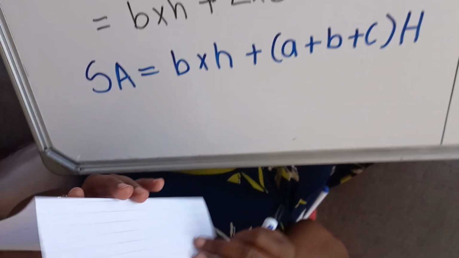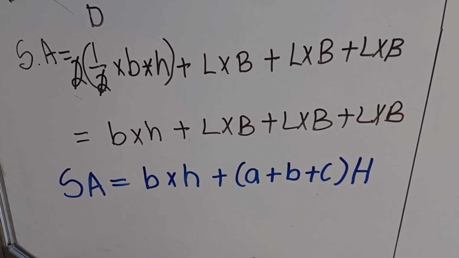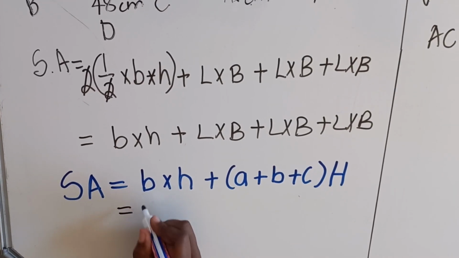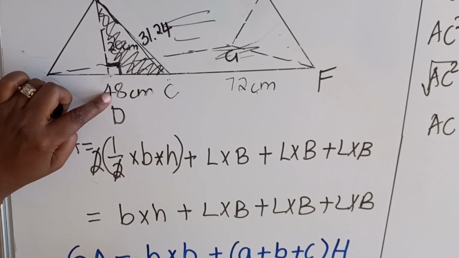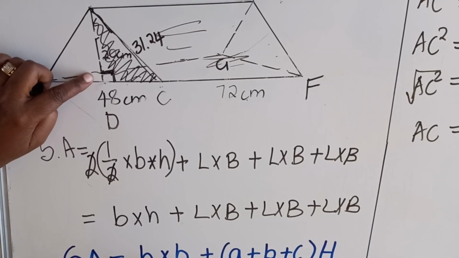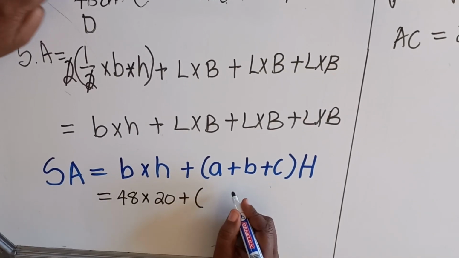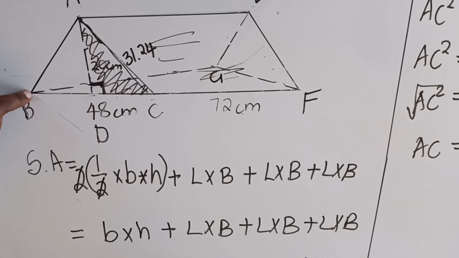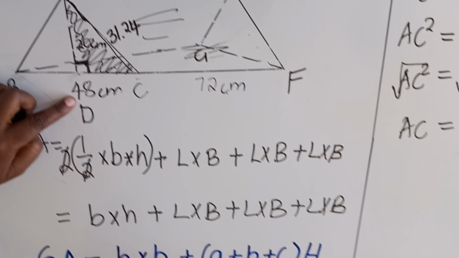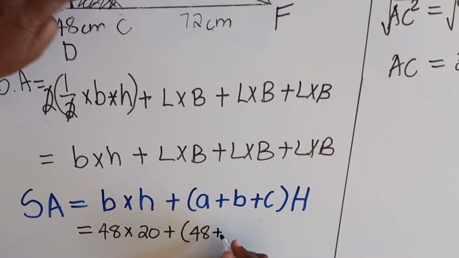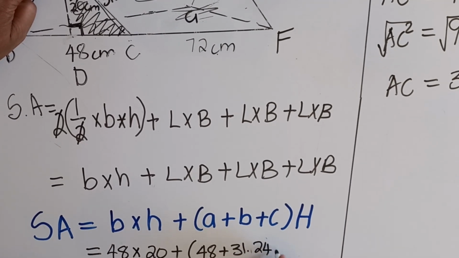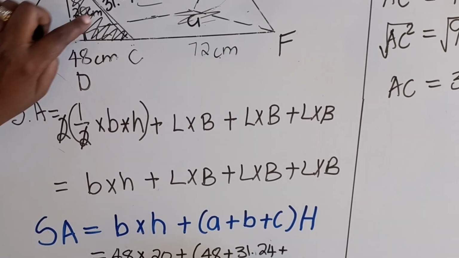So this is what we use. We have all this information, so we can put the information in and get the answer. The base of the triangle, here's the triangle. The base is 48, multiplied by the height of the triangle, which is 20, plus the sides of the triangle. This side, that's your A. It doesn't matter the order that you choose. So it will be 48 plus this side, 31.24, plus this side, which is equal to that one.